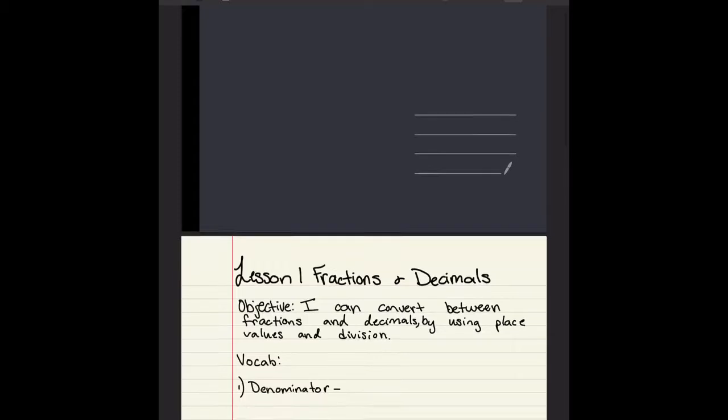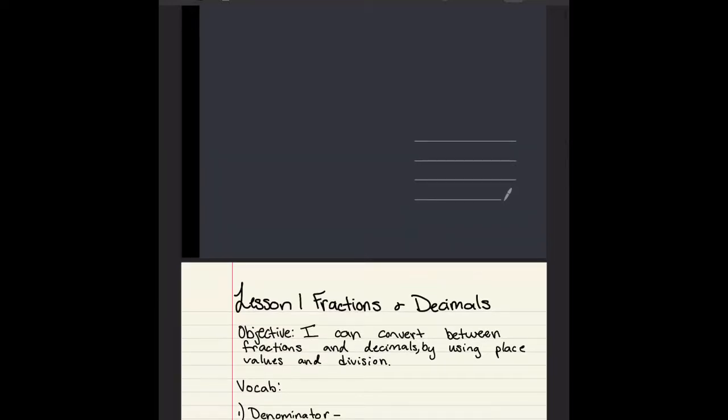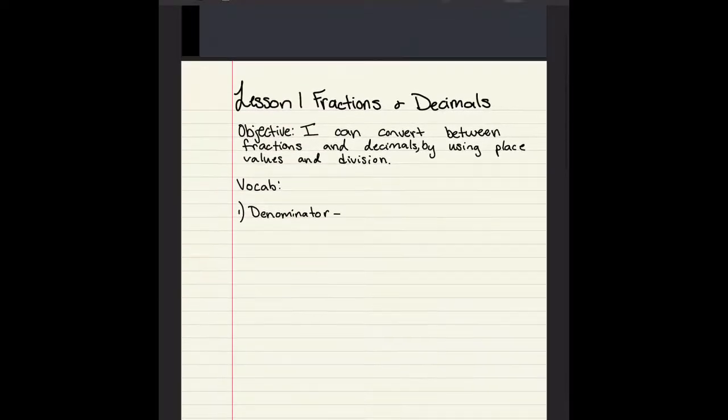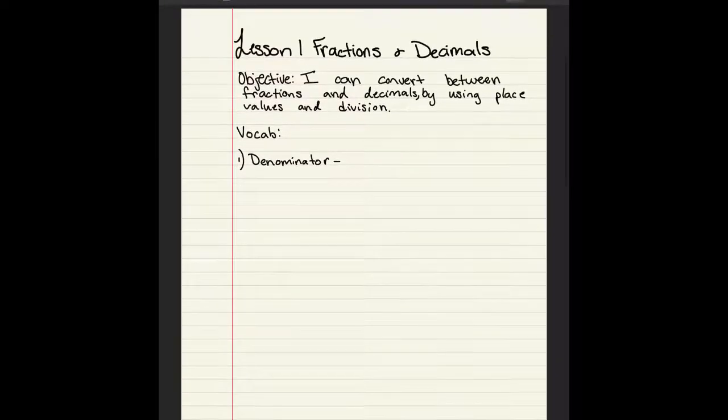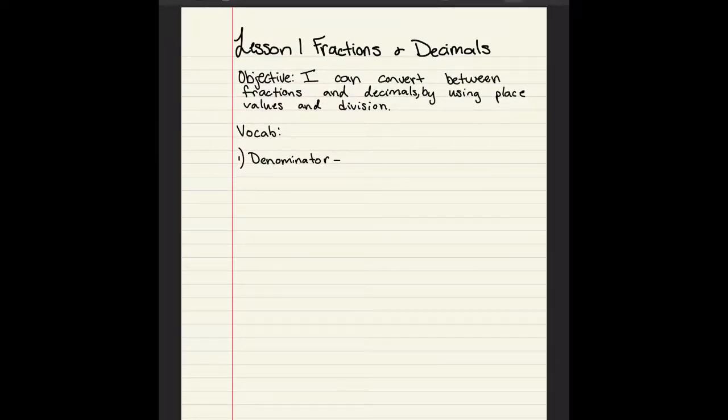So we're starting chapter 2, which I'll write up here all nicely. Chapter 2, our focus is fractions. We're going to jump right in because we've done some work with decimals last chapter. So now we're going to jump in by using what we know, which is decimals, and going into fractions. Starting off with the objective: I can convert between fractions and decimals by using place values and division.